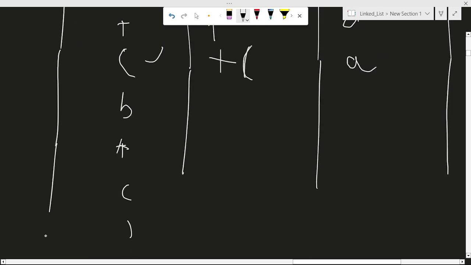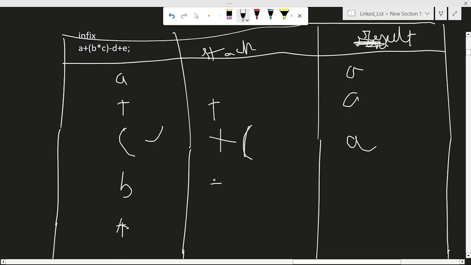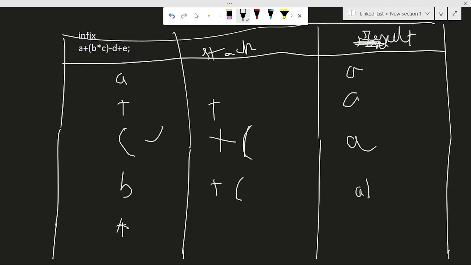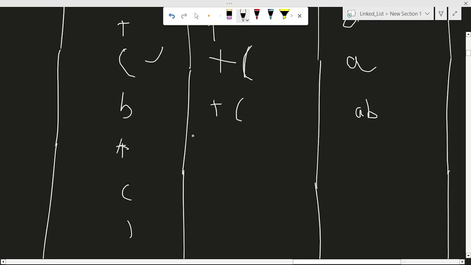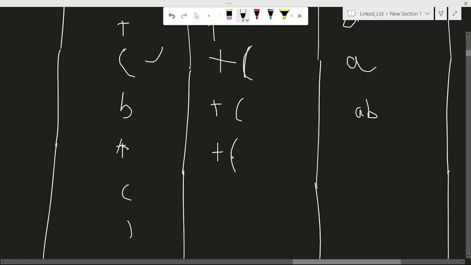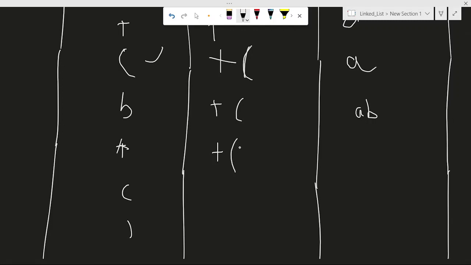So let me extend this one here. Now I have B. B means it is an operand, so I am going to push it back into the result. Then star. Now you come here. You see the bracket. If you see the bracket, you don't need to compare anything.